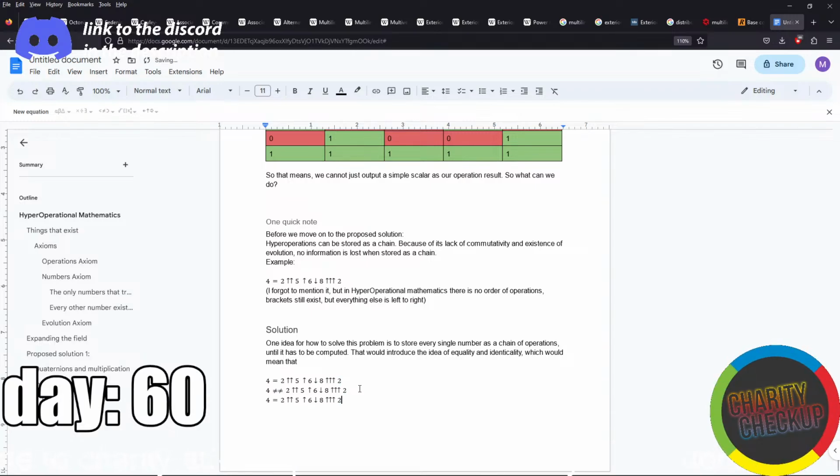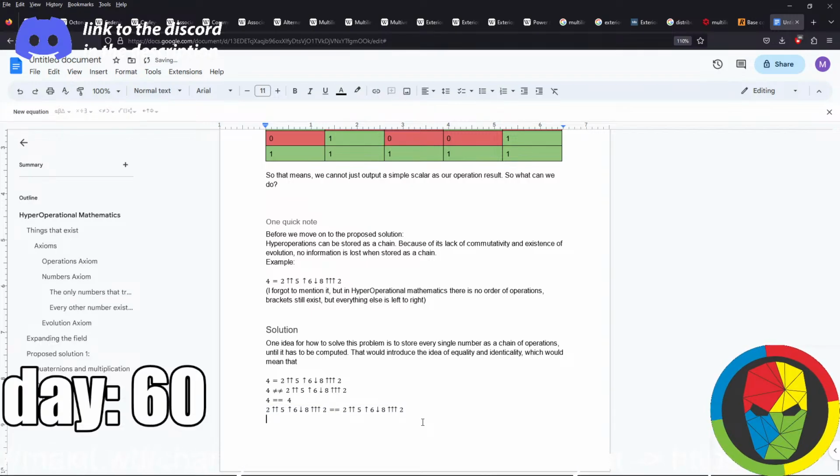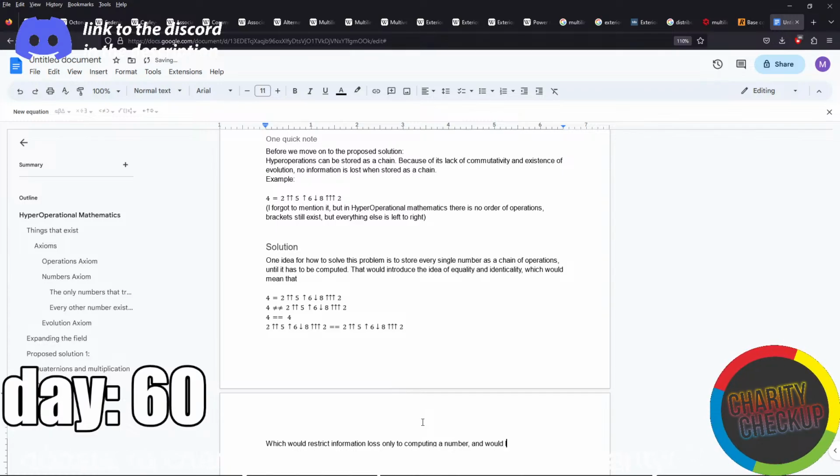But 4 is identical to 4, and this monster on the right is identical to itself, which would restrict information loss only to computing a number and would let us create anti-exponents. Alright, I'll leave it here for now.